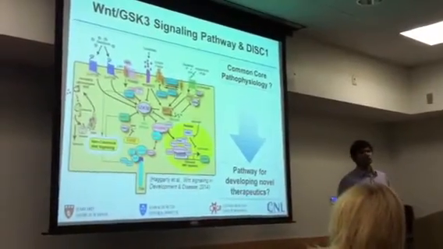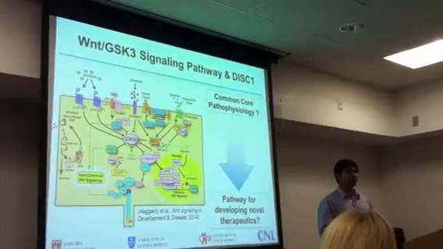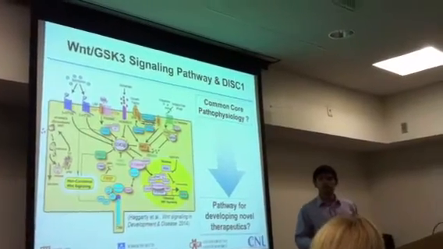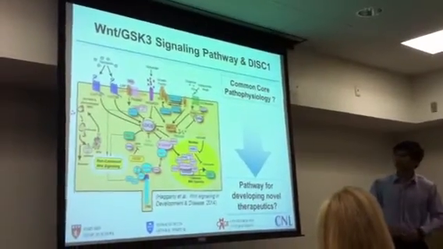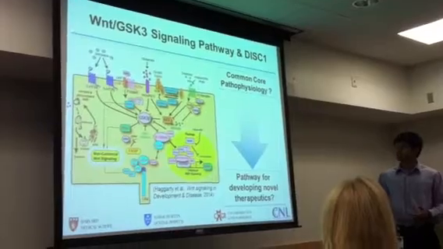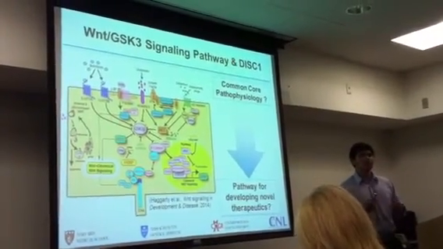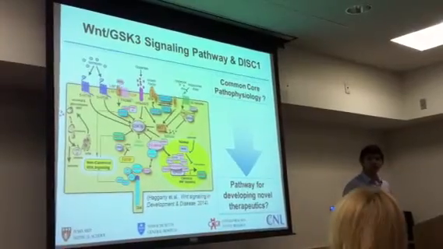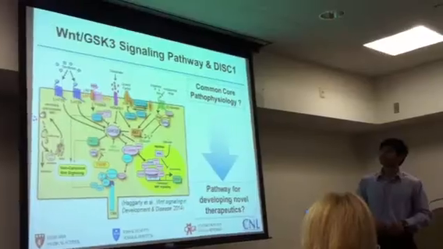First off, psychiatric disorders are very complicated in their genetics, and we don't really understand what causes them. So what we're trying to do at the Haggerty Lab is find a common core pathophysiology in these disorders and eventually develop novel therapeutics for them. We're doing that by looking at the Wnt GSK3 signaling pathway.